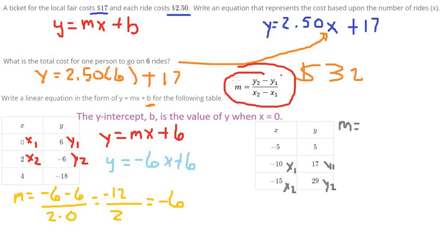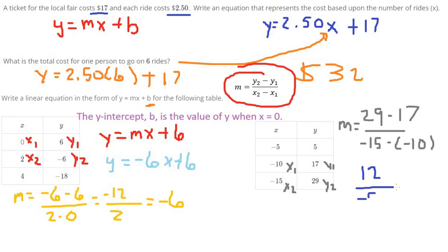So plugging into the formula, my y sub 2, my second y is 29, minus my first y, which is 17, over my second x, which is negative 15, minus my first x, which is negative 10. Be careful when you have subtracting a negative number, which it really means addition. 29 minus 17 is 12. Negative 15 minus negative 10 is really negative 15 plus 10. That's going to end up being negative 5.